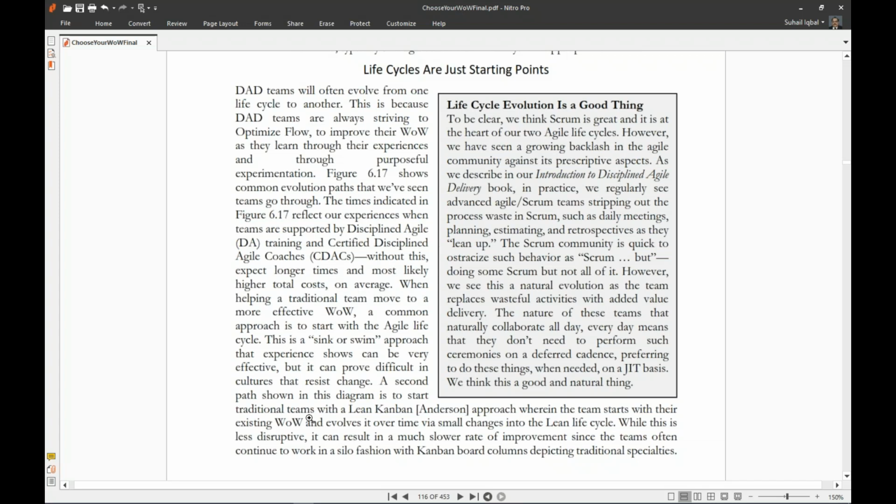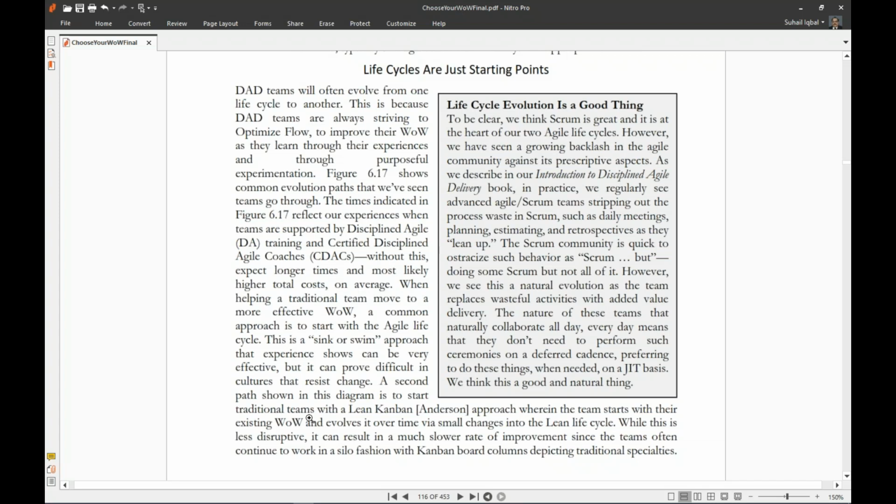Then we have: in the box, life cycle evolution is a good thing. To be clear, we think Scrum is great and it is at the heart of our two agile life cycles. However, we have seen a growing backlash in the agile community against its prescriptive aspects. As we describe in our Introduction to Disciplined Agile Delivery book, in practice, we regularly see advanced Agile Scrum teams stepping out of the process waste in Scrum, such as daily meetings, planning, estimation, and retrospectives as they lean up.